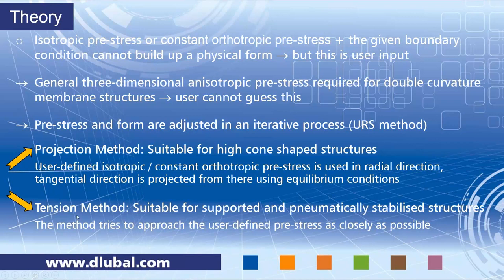With the tension method, it's suitable for all other structures, so for supported and for pneumatically stabilized structures. And this method tries to approach the user-defined pre-stress as closely as possible. And it really works very well if you enter an orthotropic pre-stress of 1 kilonewton per meter in the one direction and 1.5 in the other. You get indeed very close results.